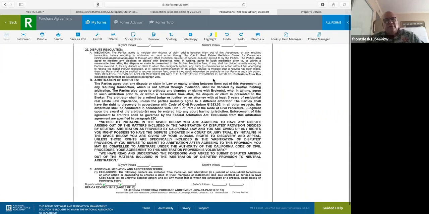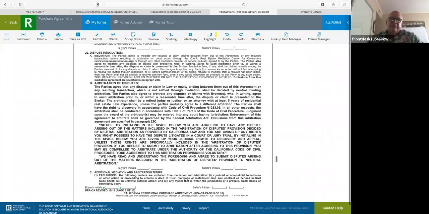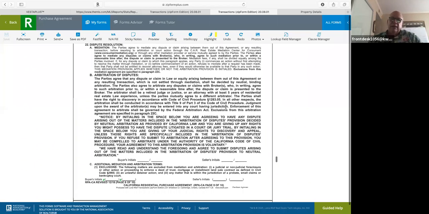Under dispute resolution, by having your buyer and seller initial these paragraphs, they are agreeing to do mediation first, if there's a dispute, and then go to arbitration. Typically, mediation costs about $2,500 for each side, so you're looking at $5,000. And then arbitration obviously has more cost.